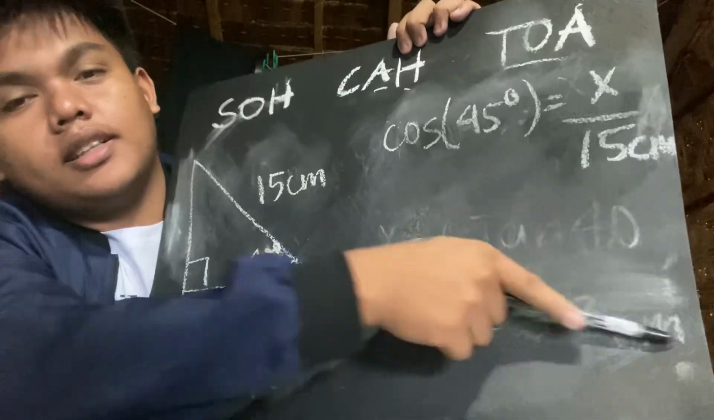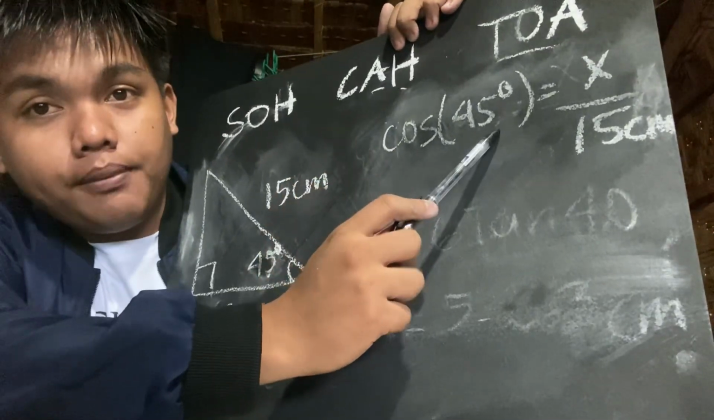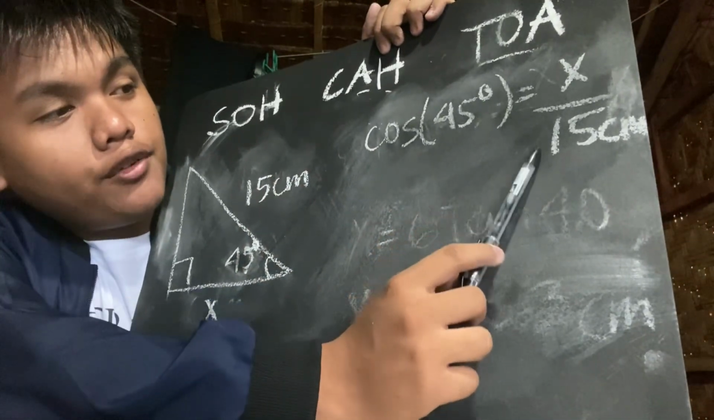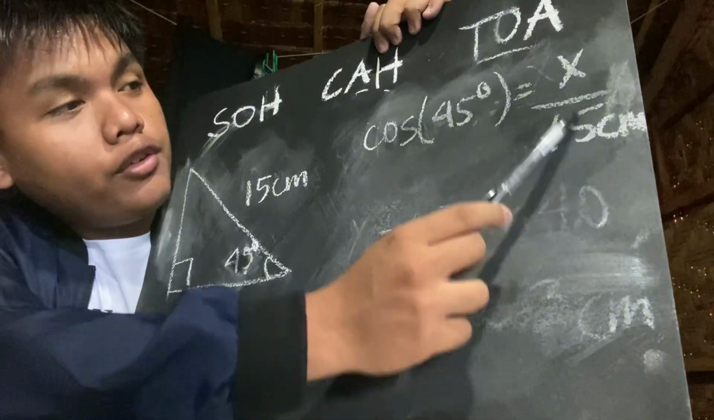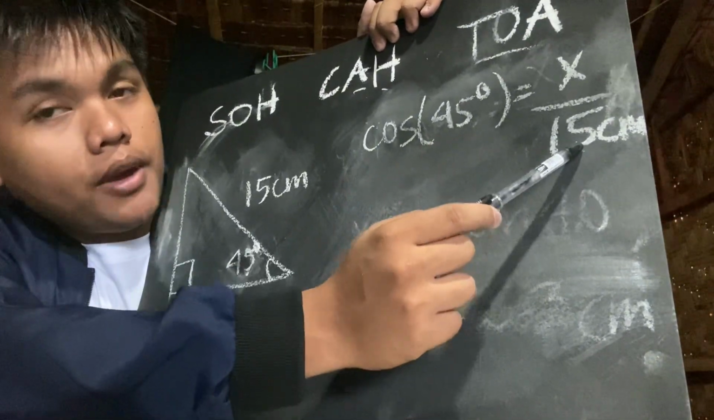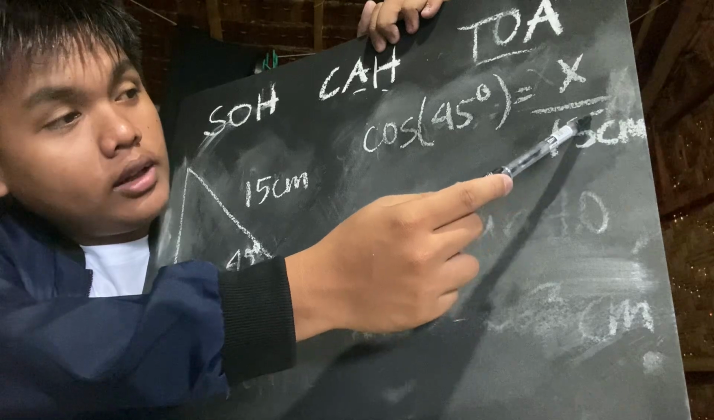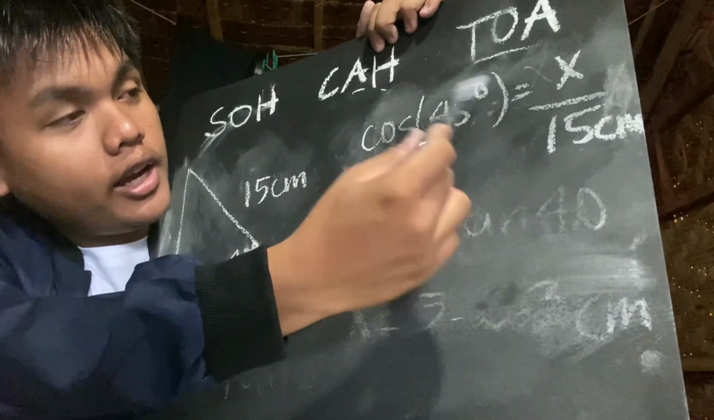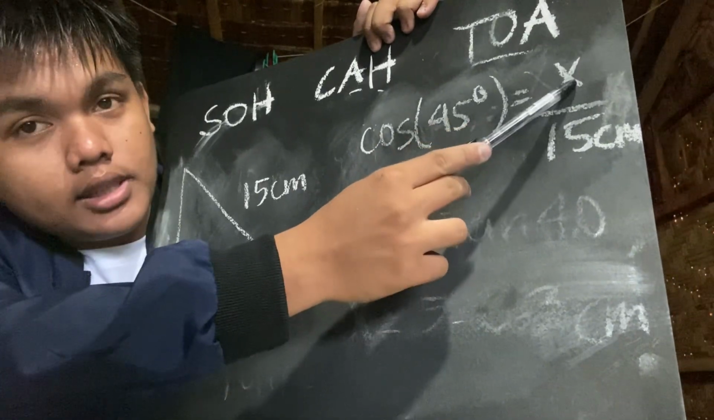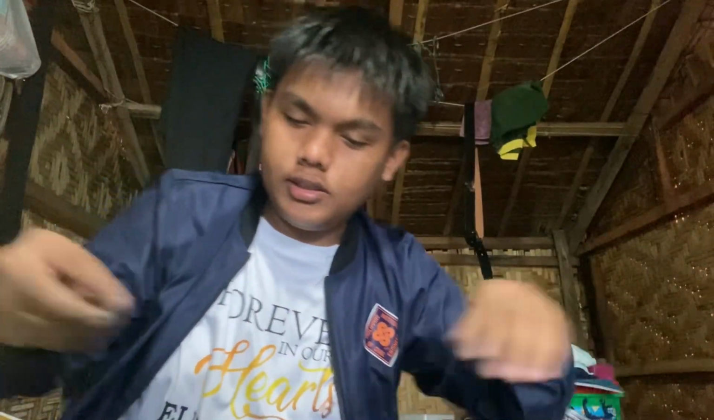So cosine of 45 equals x over 15 centimeters. Now, to find the value of x, we need to multiply both sides by 15, so that we can transpose the 15 here and leave the x. So the 15 cancels out, and x equals 15 times cosine 45.